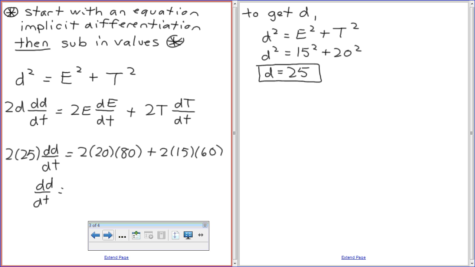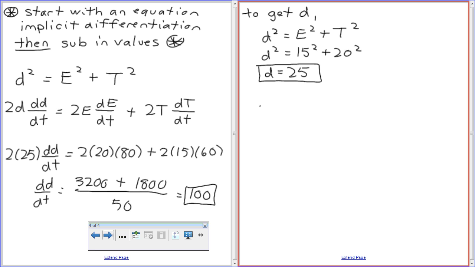All right, so now you're subbing the numbers. So it's going to be 3200 plus... Oh goodness, Chris, you're killing me here this morning. Therefore, the rate of change is 100.